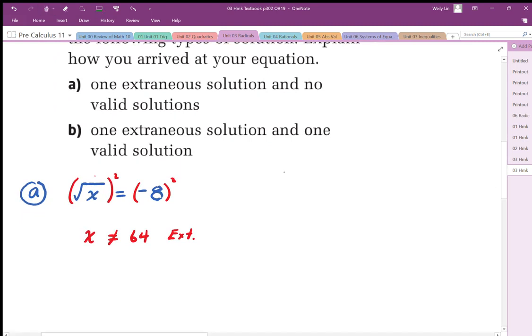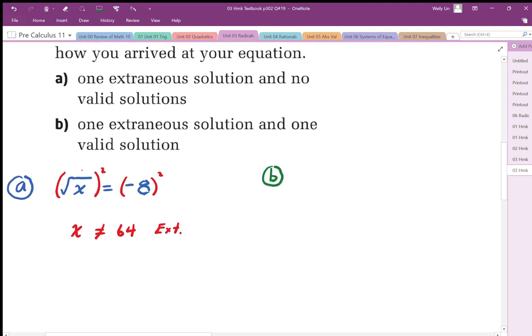For part B, we want one extraneous and one valid solution. Well, we can do this by creating a radical equation where, when we square it, we end up with a quadratic. And so in this case here, I've got this equation, and to solve this, I'm going to get rid of the square root, so I need to isolate the square root.